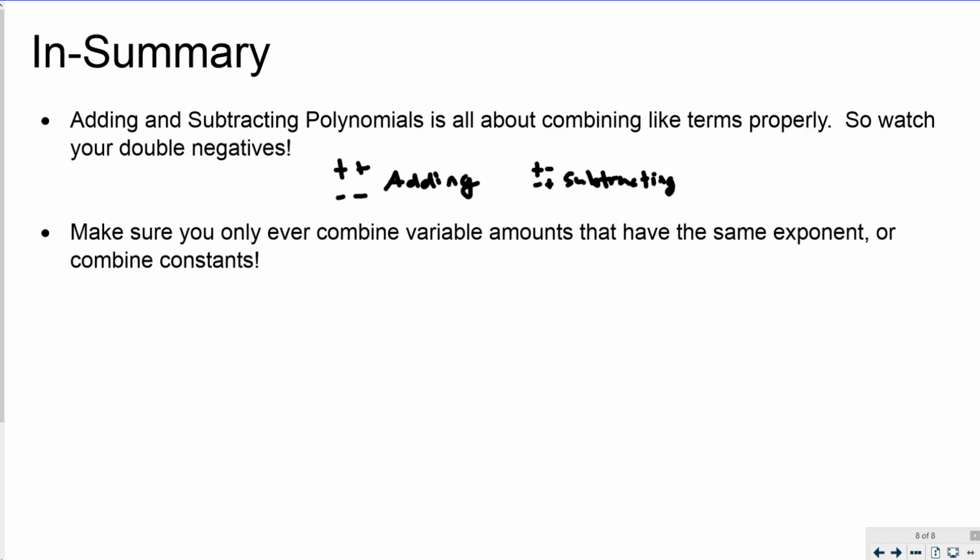And then just remember, make sure you only ever combine variable amounts that have the same exponent, or combine constants. So remember that 5x plus 2 does not equal 7x. Don't do that. That's the wrong thing to do.